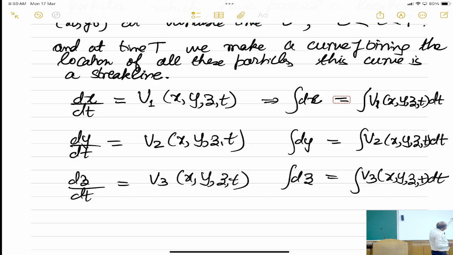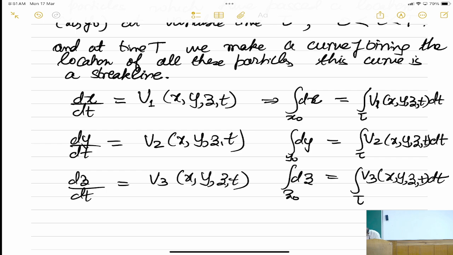In a streak line, when is the particle at x0 and y0? The particle is at x0 at time tau, not at time t0. It is at a variable time. The time tau is going from 0 to capital T. So at time tau, the particle is at x0, and similarly it is at y0 at time tau, and at z0 at time tau.